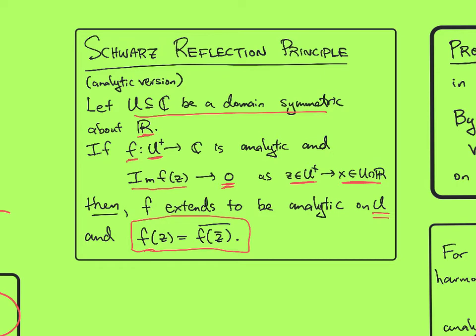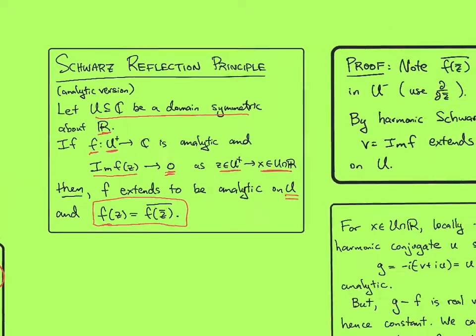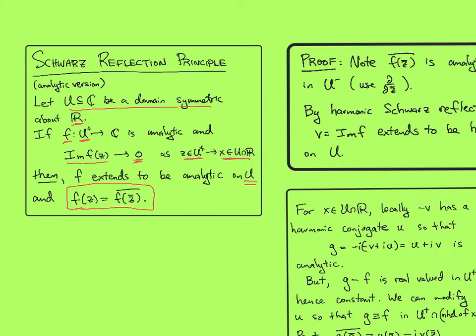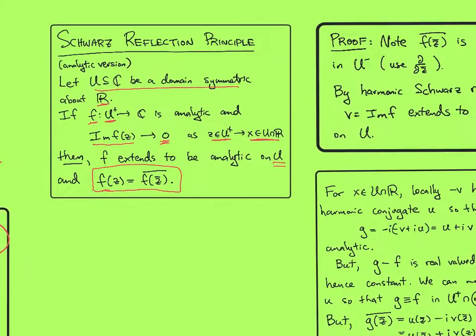And the miraculous thing here is that we're just assuming something about the imaginary part, and then automatically the real part, which is this harmonic conjugate, automatically extends to be harmonic. So that's one of the most powerful things about it. We have assumptions just about the imaginary part, but they automatically carry over to the real part. Okay, so let's look at the proof.